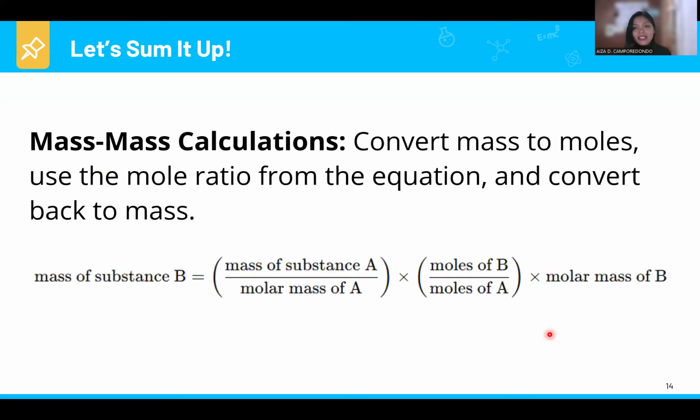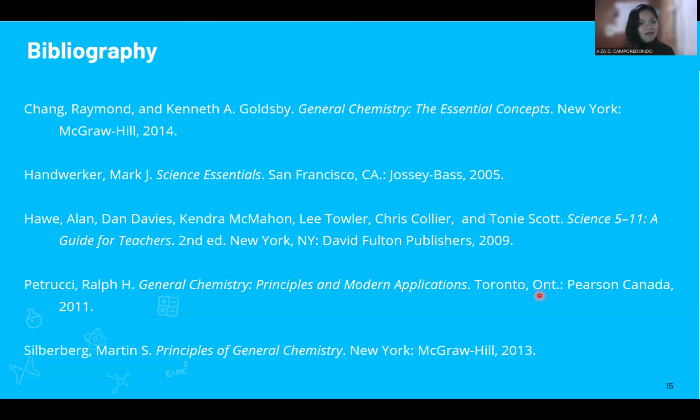The next calculation we have here is the mass to mass calculation. It is used to convert the mass to moles, use the mole ratio from the equation, and convert it back to the mass of another substance. The mass of substance B is equal to the mass of substance A over the molar mass of A, multiplied by the moles of B over moles of A, multiplied by the molar mass of B. And that would be the general formula for mass to mass calculation.